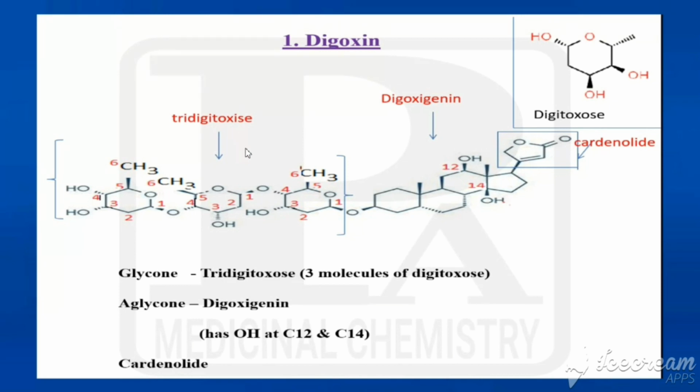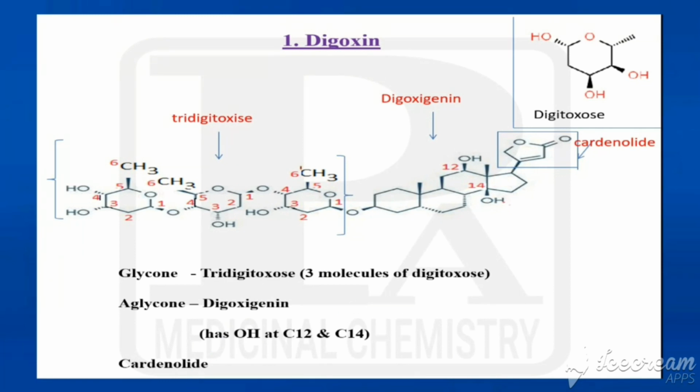So what is the sugar present here? That is tridigitoxose, or 3 molecules of digitoxose. What is the aglycone present here? This is digoxin, so the aglycone is digoxigenin. Genin means without sugar, so digoxin without sugar is called digoxigenin. Other than that, it has 2 hydroxy groups at the 12th and 14th positions. That is for digoxin. It has 2 angular methyl groups and it is a cardenolide. So that is the structure of digoxin.